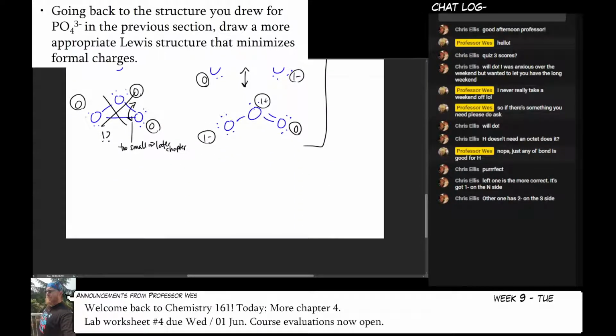So I'm going to run out of space, but... So I drew earlier that for phosphate, this was the best Lewis structure. Because it minimized formal charges. And so if you calculate the formal charges, phosphorus is going to be starts with 5, ends with 5. This oxygen is going to be starts with 6, ends with 6. But each of these oxygens is going to be starts with 6, ends with 7.